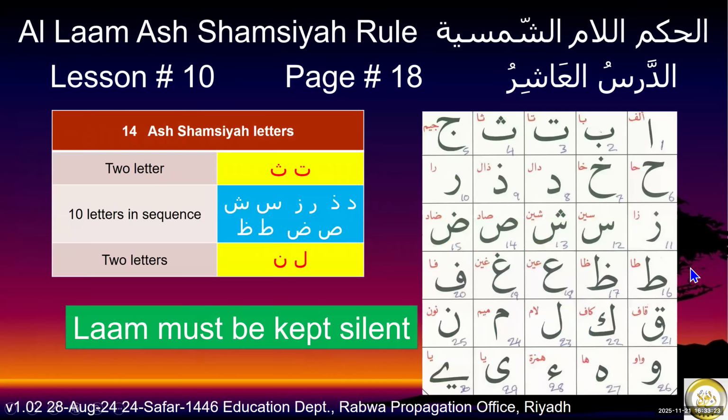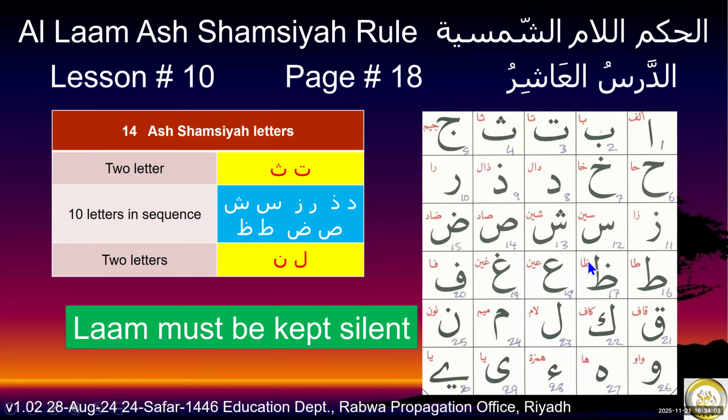Okay, let's move to the Shamsiya. Here also I have a technique. Just take the letters from ta. Count from here 10 letters: ta, sa, jim, and so on. Only take 2 letters, ta and sa. From dal, count 10 letters: these 2 letters plus dal, zal, ra, za, sin, shin, sad, dad, ta, za. Up to this, 10 letters. Then take the 2 letters lam and noon. These are the 14 letters of Shamsiya. So it is another way to remember.